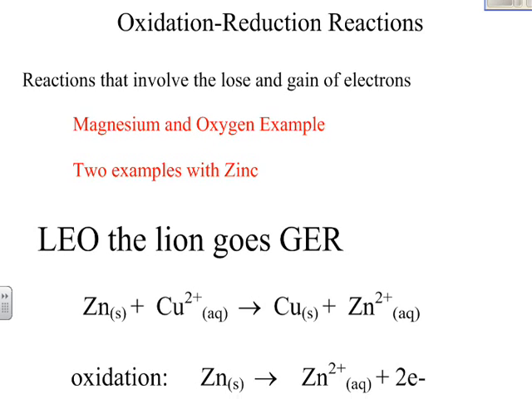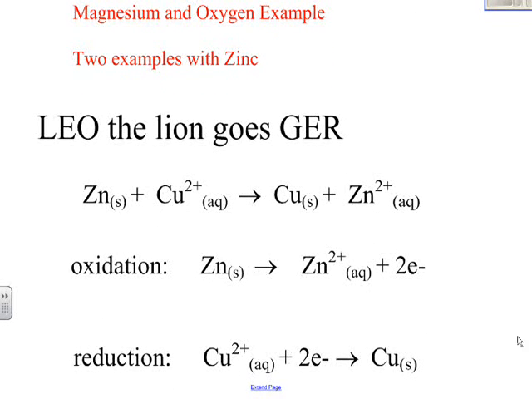So if we look at the reactions here and recall potentially from last year, we had the expression "Leo the lion goes grr." So losing electrons is oxidation, gaining electrons is reduction. And you can see the two half reactions here for you.